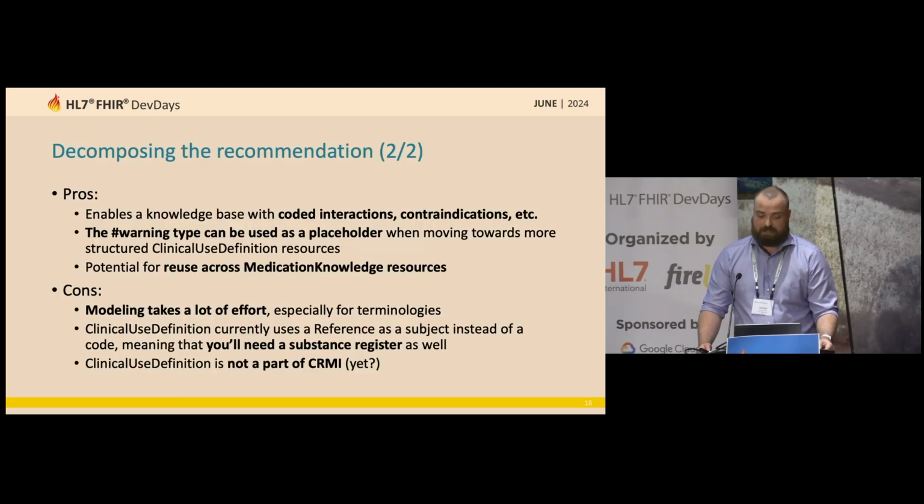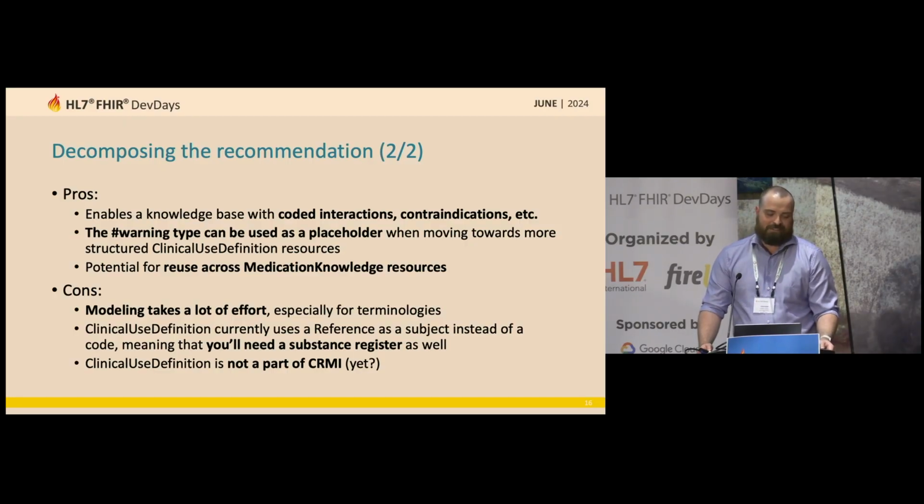So the pro of that is that you really do get a knowledge base that contains all of the clinical particulars of the medications that you know of. And when there are some ambiguities, you can use the warning type of clinical use definition, which, while not entirely unstructured, serves as a kind of escape hatch. For example, you can just plonk the whole recommendation as a single warning as a starting point. And this introduces some reuse across medication knowledge resources.